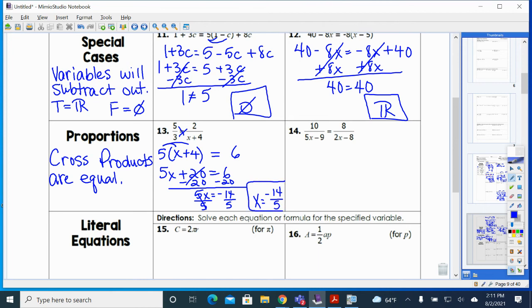Number 14 would be very similar. If you work it out and you're curious, x is equal to negative 2 fifths.